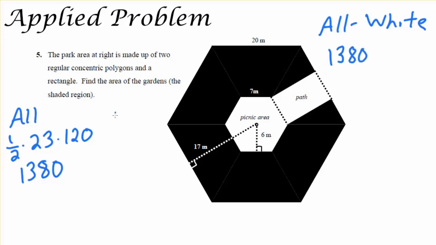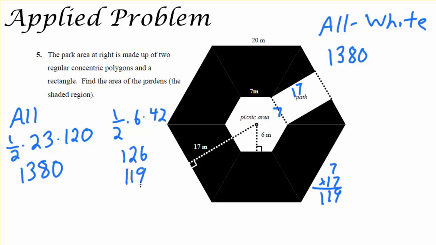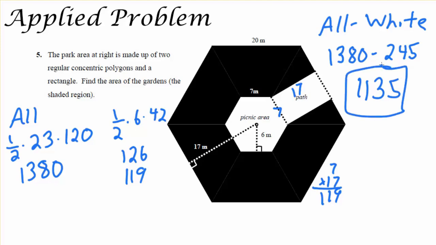And now I need to find the area of the small white hexagon in the middle. So 1/2 times 6, which is my apothem, times 42, which is the perimeter of the small white hexagon, I'll go ahead and do the math from there to get a final answer of 126. So I've got to find this small little path. I know one side is 7, and that the other side will be 17, just like we get from the other side. So 7 times 17 will give me the area of that small white path of 119. I combine that path with the hexagon, and I get an answer of 245. So now I'm going to subtract that 245 from the entire area, and I'll get an answer of 1,135 for the shaded region.